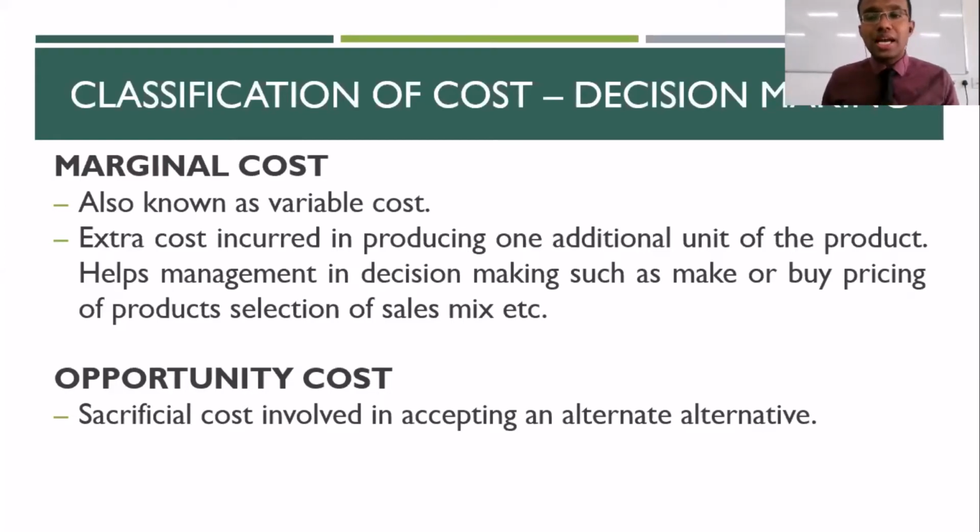In a nutshell, marginal cost refers to the cost incurred by a firm to manufacture one additional unit of a product. Okay, that is called marginal cost. Then the next is called opportunity cost. Opportunity cost refers to the sacrificial cost involved in accepting an alternative.